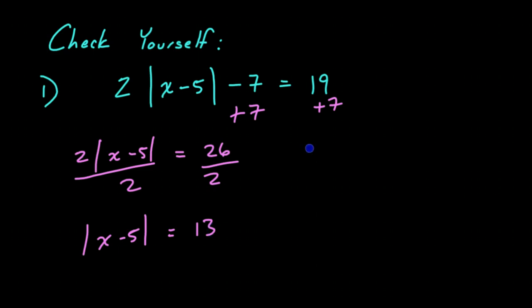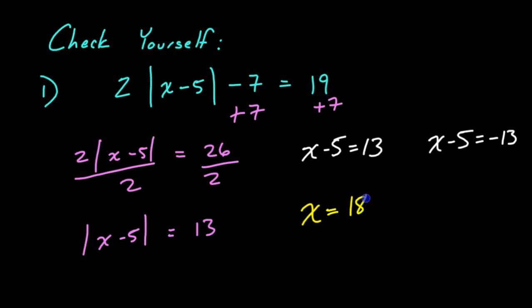So now we've got the absolute value. We have to set up 2 equations. You've got x minus 5 equals 13 and x minus 5 equals negative 13. Solve the first one by adding 5 on both sides. You get x equals 18. Solve the other one by adding 5. You get x equals negative 8. So your 2 answers for this problem were 18 and negative 8.